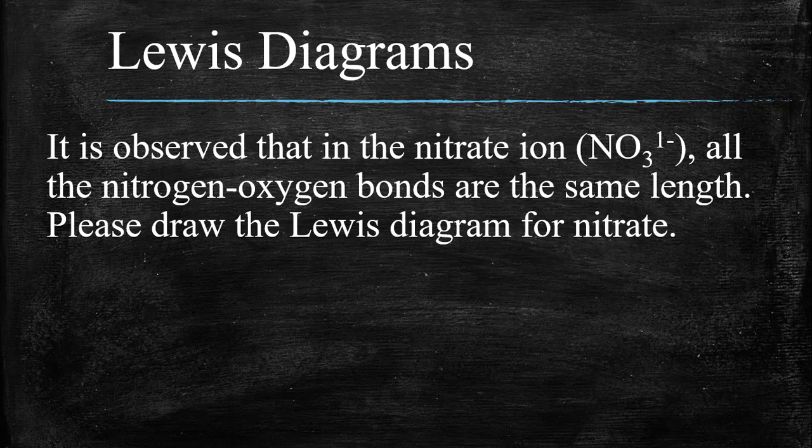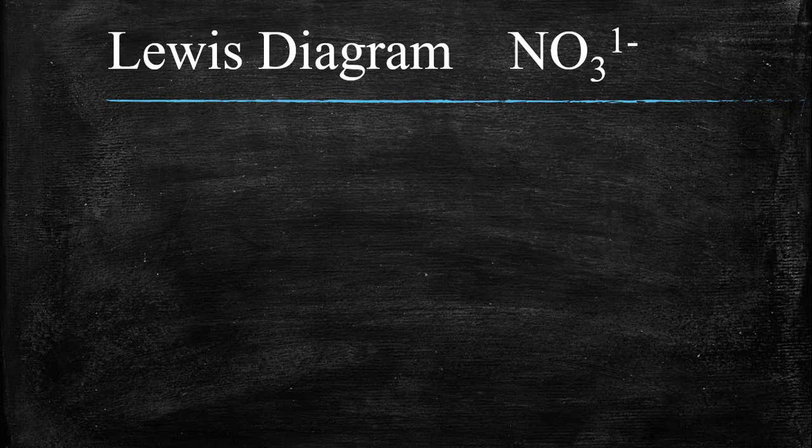So we want to talk about the nitrate ion, and it is observed that the nitrogen-oxygen bonds are all the same length. Draw the Lewis diagrams. Okay, we know how to draw Lewis diagrams. We're going to do it for nitrate. So in drawing the Lewis diagram for nitrate, just a quick reminder, don't forget the 1-.